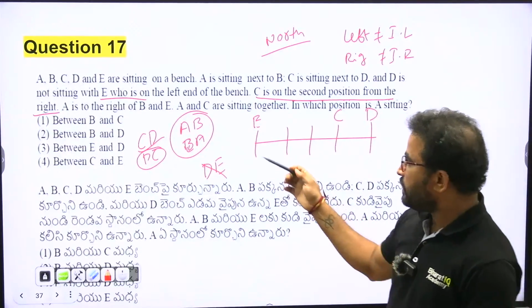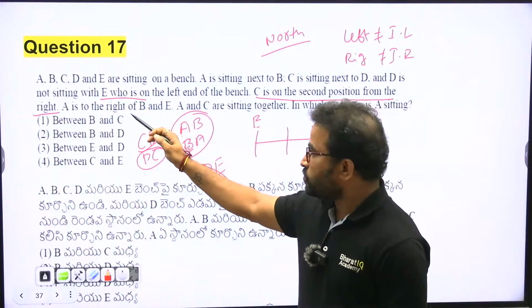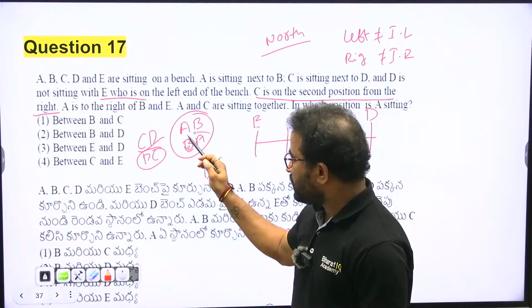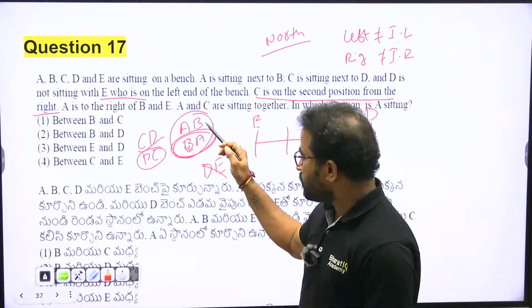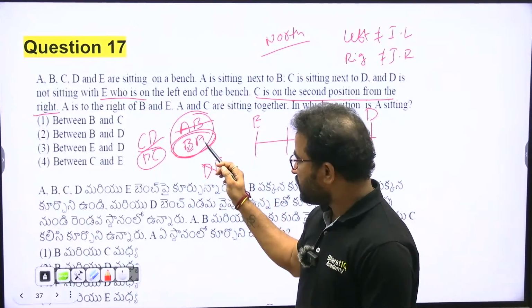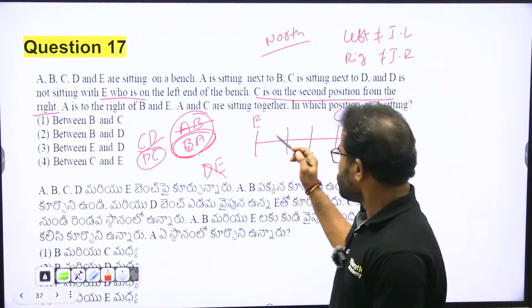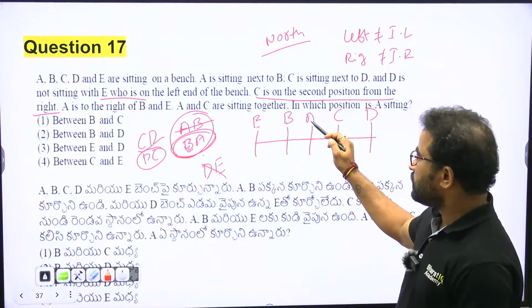One more thing, look at this one. A is to the right of B. A is to the right of B, so you need to work this out not for this one, because the right side of B exists for A only. So definitely BA must be here.